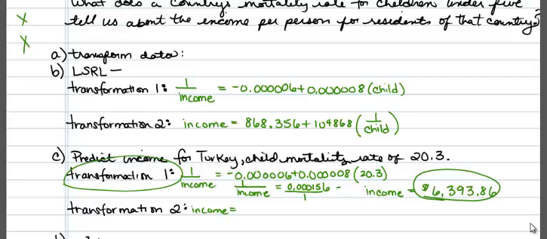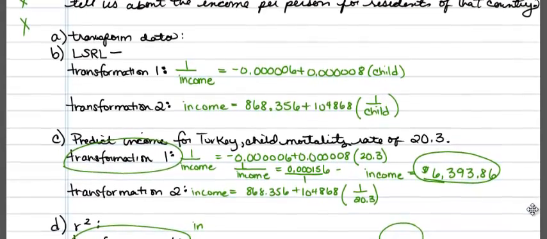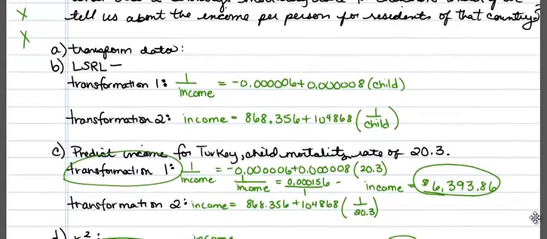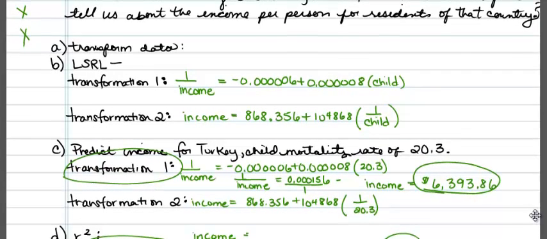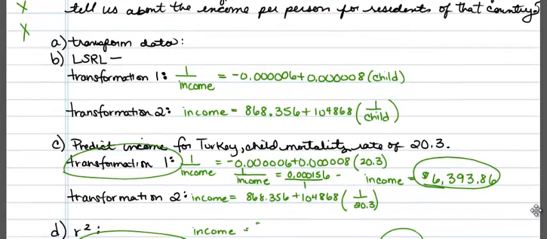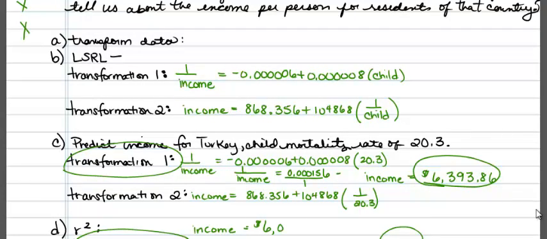When I do the next one, keep in mind it's straight income, and it's a different regression line, 8, 6, 8, 3, 5, 6, 10, 4. And you have to be careful that you put in 1 over 20.3 and do all the calculations. And for this, I'm getting an income, when I did all the calculations, of about $6,034.27. So feel free to do that.